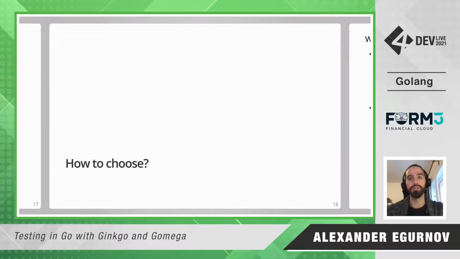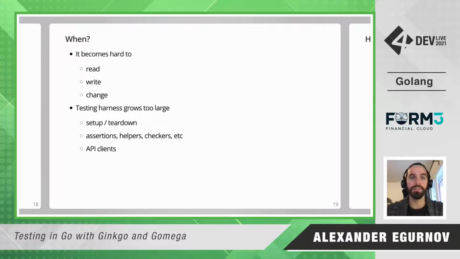So let's see, how can you choose between these three? The first question I suggest you ask yourself is, when do you need to start choosing? I would say that when it becomes too hard to read, write, or change your tests, when your testing harness grows too large, when your setup and tear down, assertions, helpers, checkers grow bigger than your actual tests, when you need to write a lot of API clients and you need to support them as well, when the logic becomes obscure, when it's actually harder to read your tests than your code.